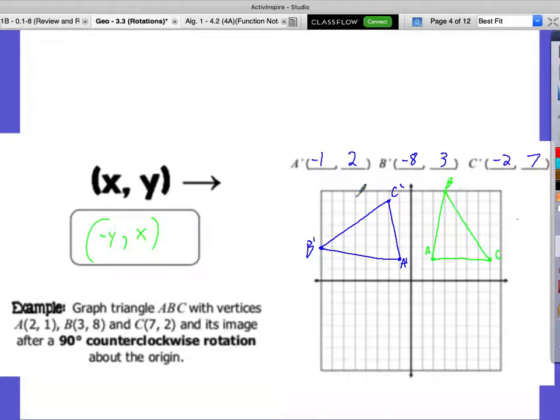A real-life example of this, guys: if I were to take the stool, everybody look at my stool up here, and take the stool, 90-degree rotation, and tip it over, okay, that's a 90-degree rotation. That's basically what happened here, we just tipped it over, okay.